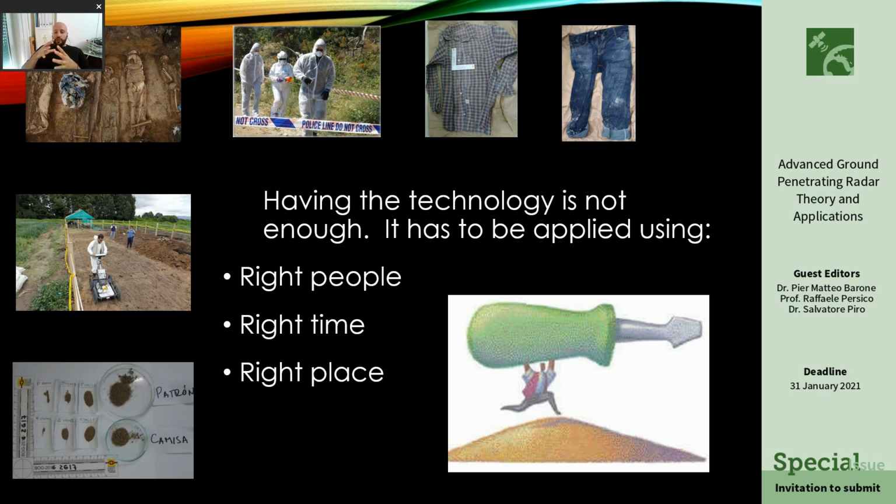So if we have the technology to run geophysics correctly and manage crime scenes, actually sometimes we apply this kind of technology in a wrong way or with wrong people. So we need to apply the technology with the right people, at the right time, and in the right place. So we have to know very well what we are doing and why we are doing it. Thank you so much.